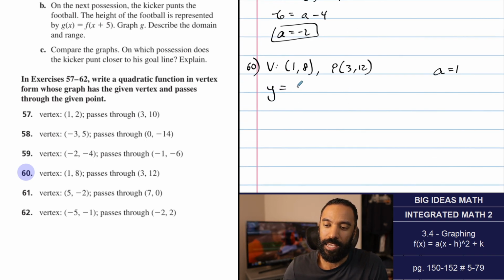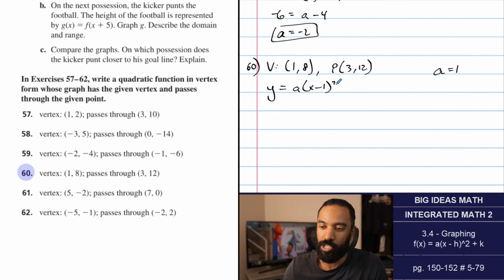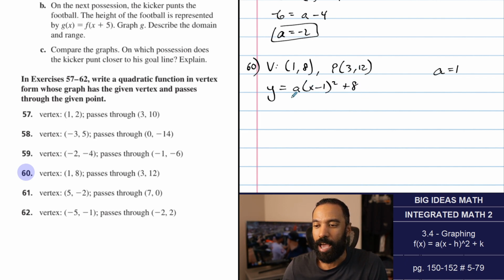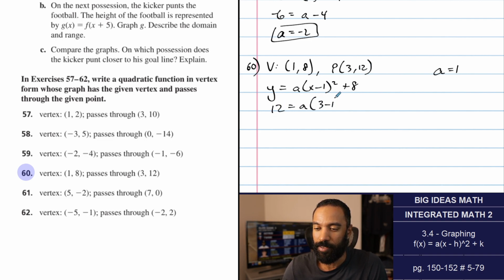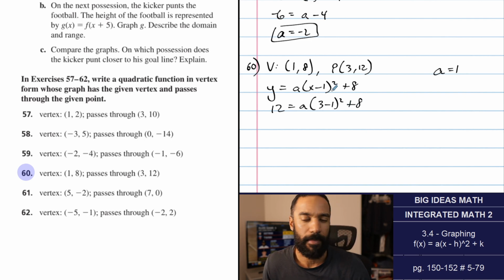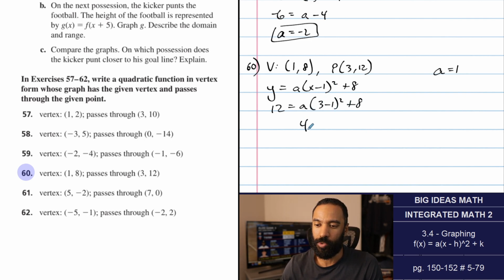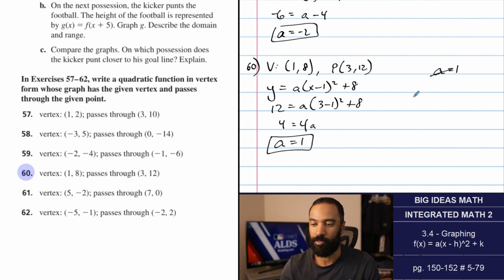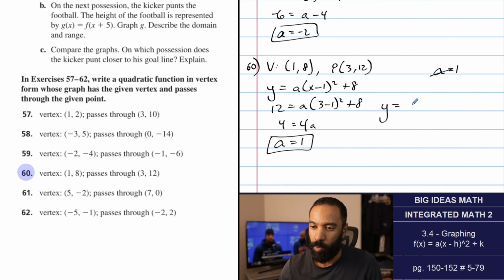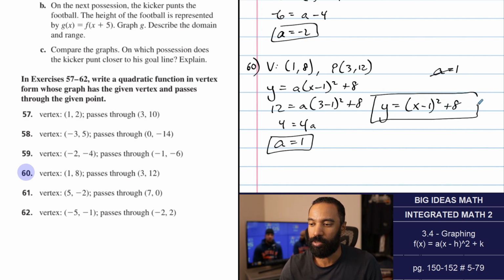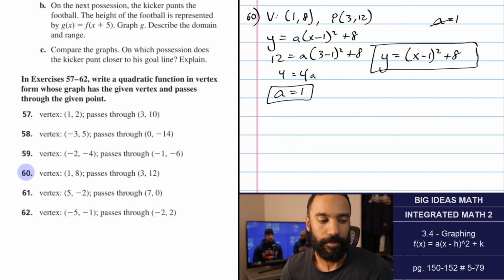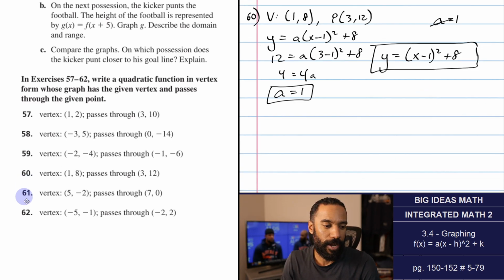Same thing. Y equals a times x minus h squared plus k, like that. Now I substitute 3 for x and 12 for y to find out the a value from this specific set, because it should give you the same a value no matter what. 3 minus 1 is 2. 2 squared is 4. I got 4a equals 12 minus 8, which is 4. Divide both sides by 4. I get a equals 1, just like I said over there. And this is going to be y equals 1, or just nothing, times x minus 1 squared plus 8. And I don't mean literally nothing. I don't mean a 0. I mean nothing visible. Two more, number 61.